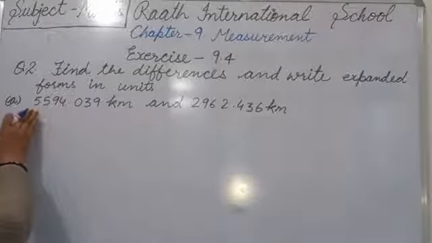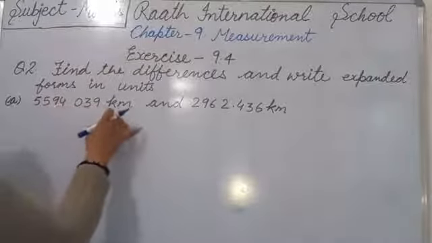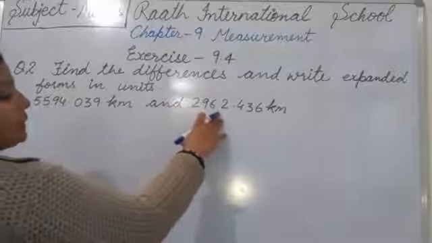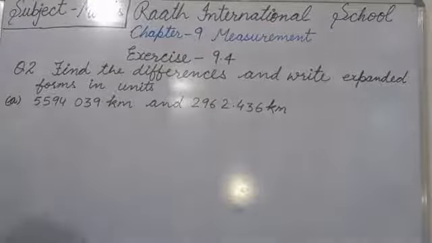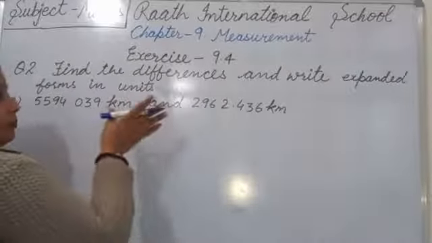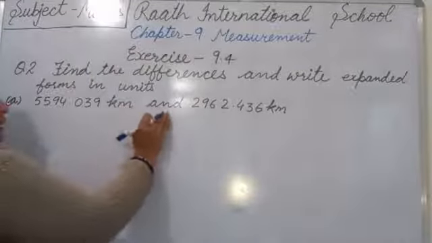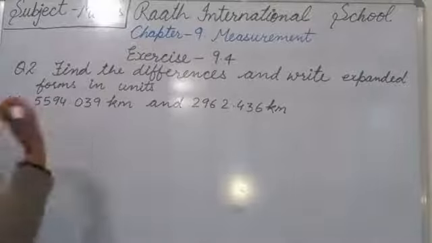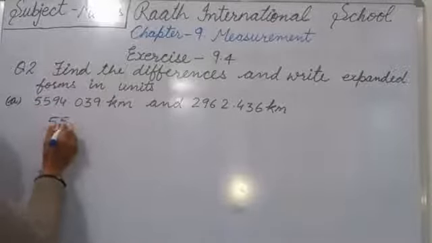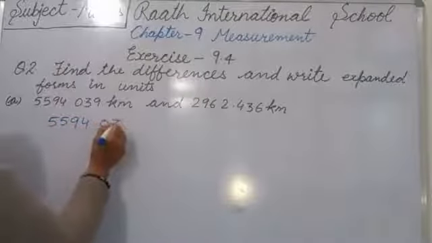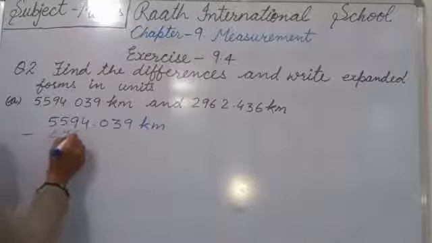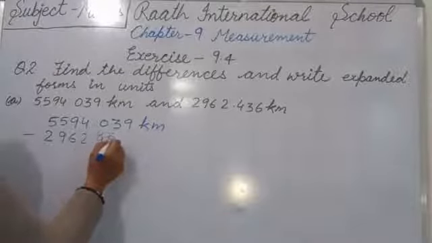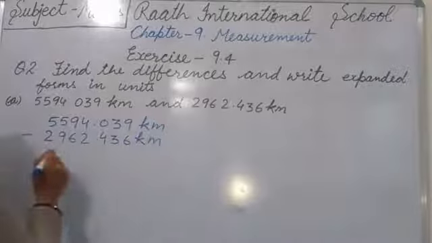So, A part here is 5,594.039 kilometer and 2,962.436 kilometer. So, we have to find the difference. Whenever we find the difference, that means big number will come up and small will down. When we have from, so after from number come up. But here is find the difference and there is given and. That means which is big, that we write upside. So, first is big. First upside 5,594.039 kilometer minus 2,962.436 kilometer. Now we find the difference.